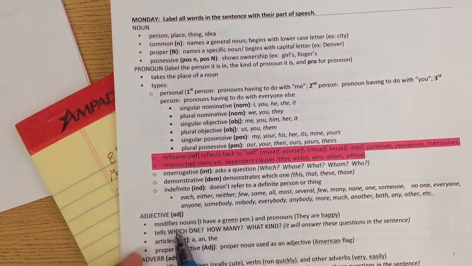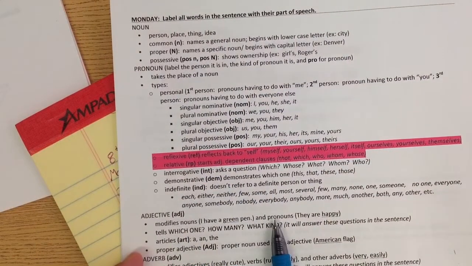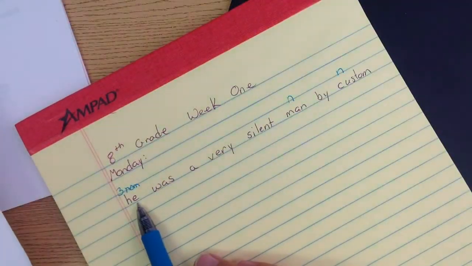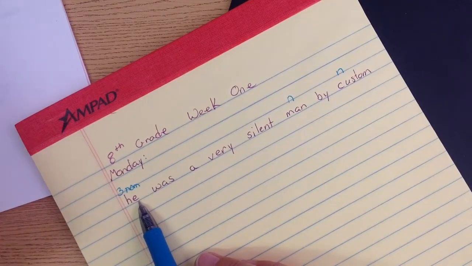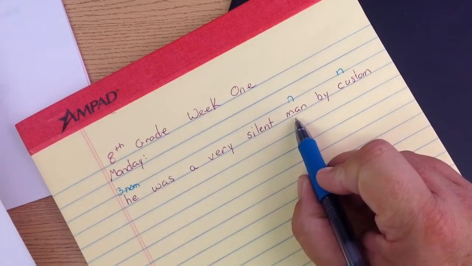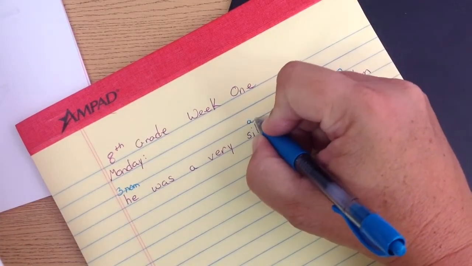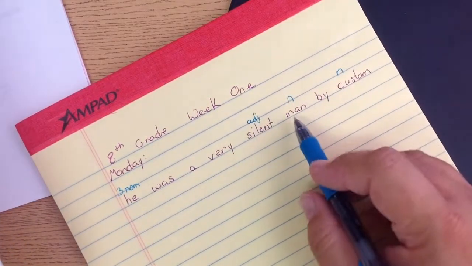Now I look for adjectives. They modify nouns and pronouns. So it's going to answer questions about those kinds of words, which I've already labeled. It's going to answer which one, how many, or what kind. What kind of he? I don't know. Which one of he? I don't know. How many he's? Doesn't say. What kind of man? Silent kind, right? So that's an adjective.